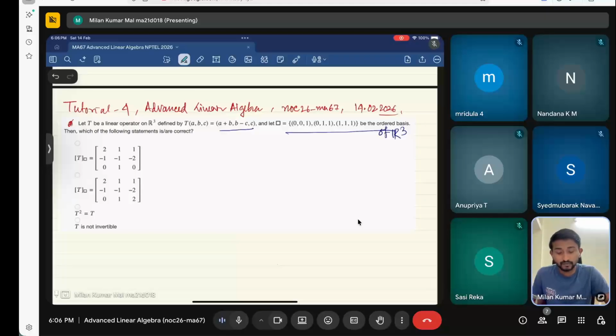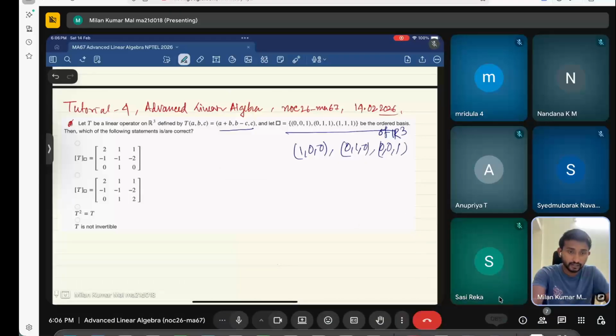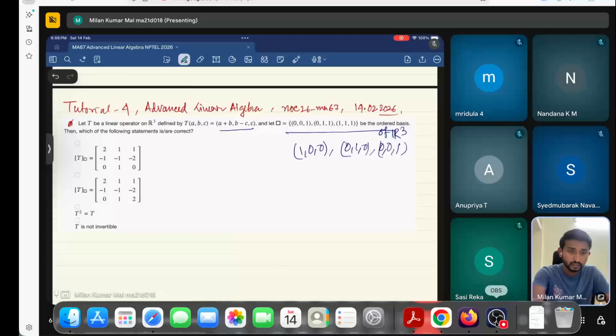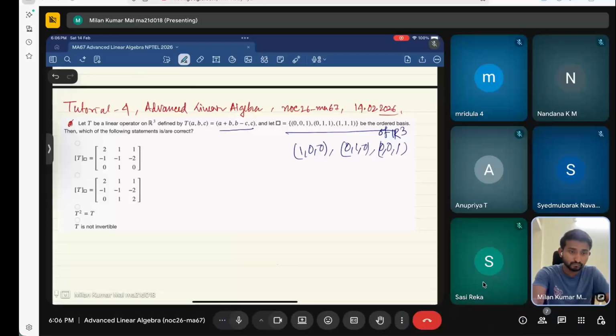An ordered basis in general for R3, one of the bases is like (1,0,0), (0,1,0) and (0,0,1), something like that. But here it is not like that. Here the ordered basis is a little different. So here the ordered basis is (0,0,1), (0,1,1) and (1,1,1), and this is the ordering. Now with respect to this ordering, we have to find which of these are correct. This is what is asked. Which of these are correct?